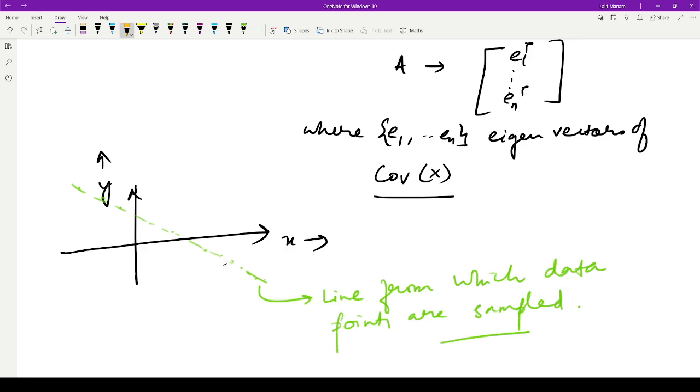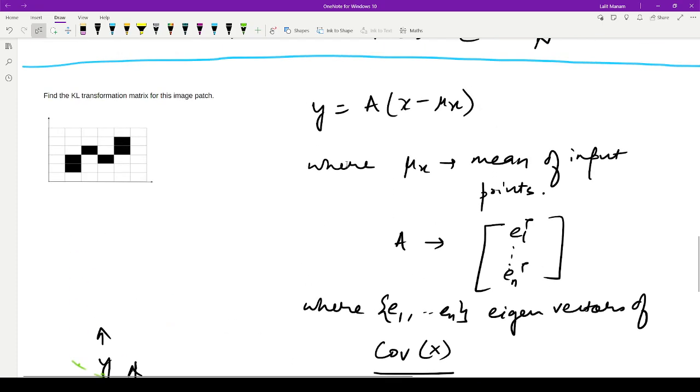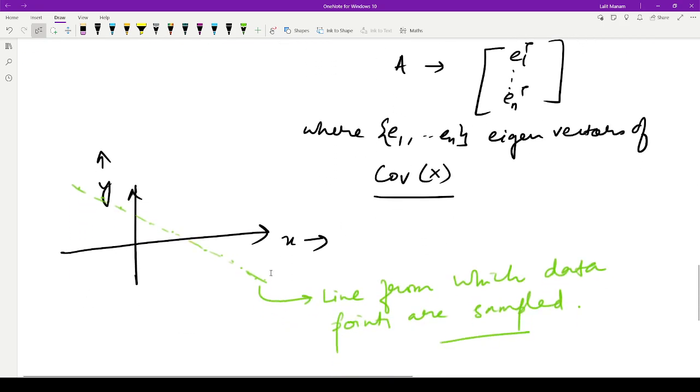Is it clear to everyone? Yes? No? Could you please repeat? So what are the steps that we do for KL transform? We first remove the mean, right? So what will it do to this line? Rather the set of points which are sampled along the line. Where will the points shift when you remove the mean of the points?